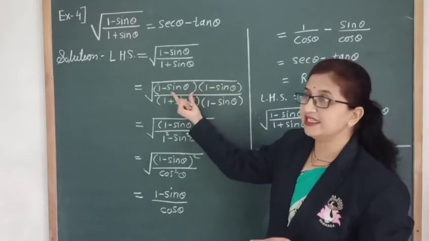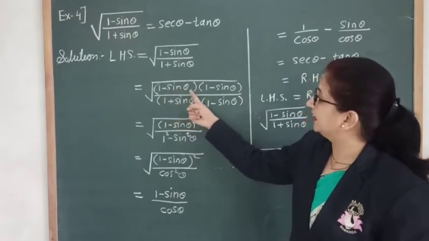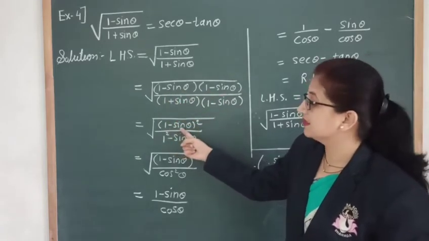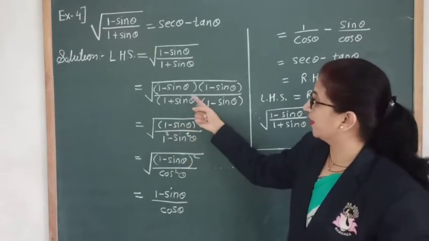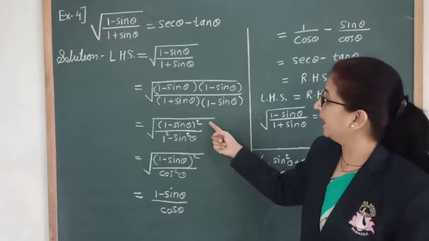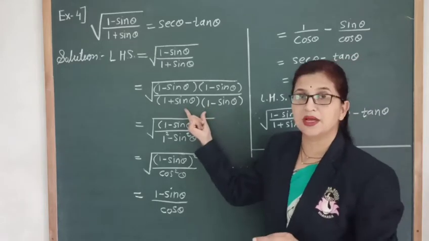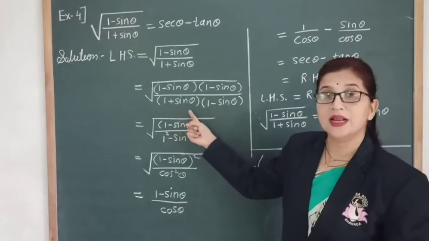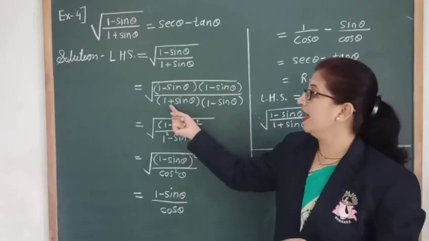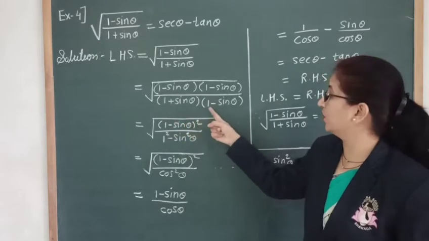Okay, so now you can see in the numerator 1 minus sin theta into 1 minus sin theta, that is 1 minus sin theta bracket square. The same bracket is there 2 times, so we can say bracket square. Okay, and also you can see here in the denominator 1 plus sin theta into 1 minus sin theta. So it is like a plus b into a minus b.